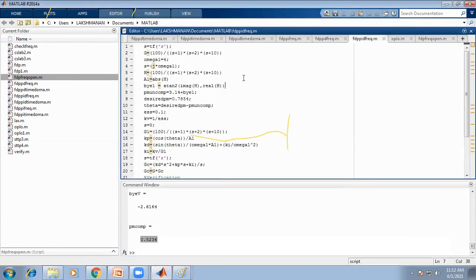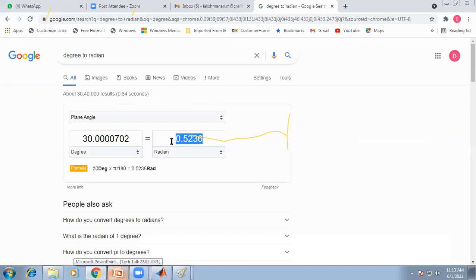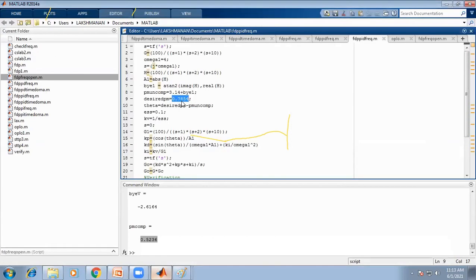Then PID, let me check here. I'm giving omega equal to 4. The transfer function is 100 divided by s plus 1 into s plus 2 into s plus 10. Here the desired phase margin is 45 degrees. So now I'm executing this program PID.